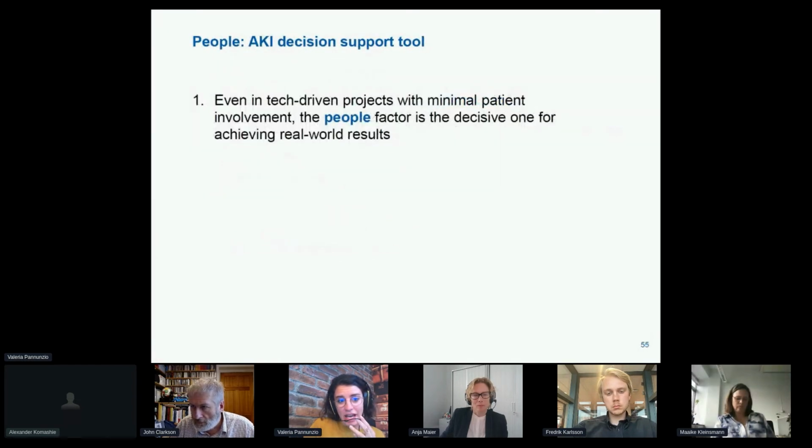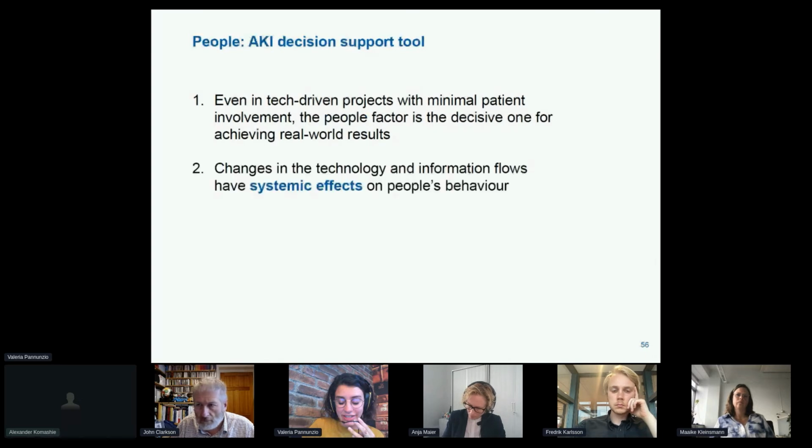guidelines. And I would like to just use this example to make two points. This is in a way a very tech-driven project, one in which the patient perspective was not really important because unfortunately people in the ICU are not that involved in care, of course. But still the people factor ended up being the decisive one, the deciding factor on whether the system would deliver real-world results or not.